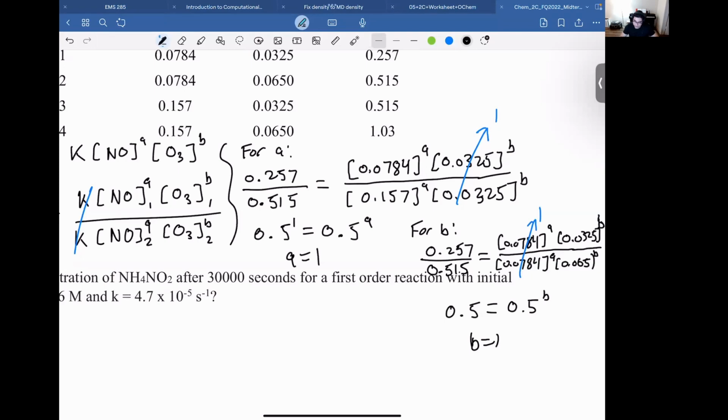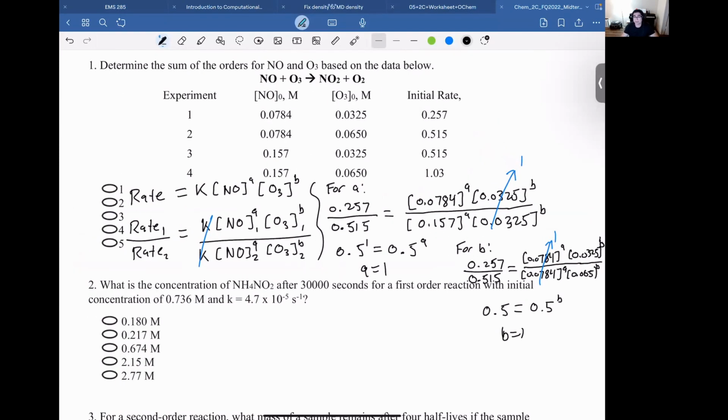You add up A and B. It's asking for the sum of the orders. So with respect to NO, this is first order. With respect to O3, it's first order. You add them up, 1 plus 1. You're just adding up the exponents, and you get 2.